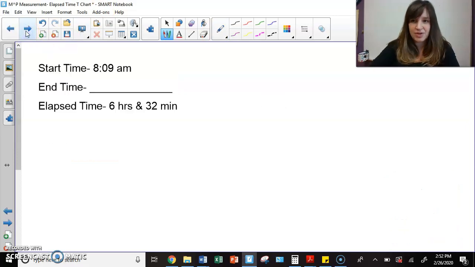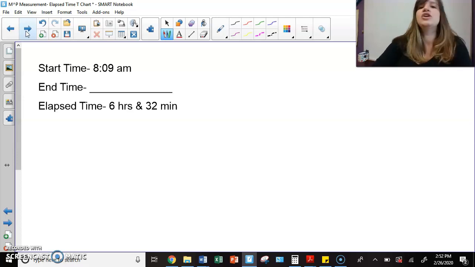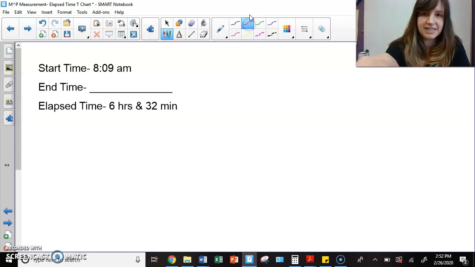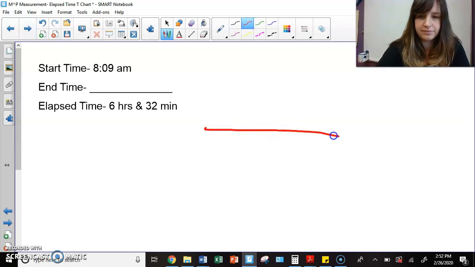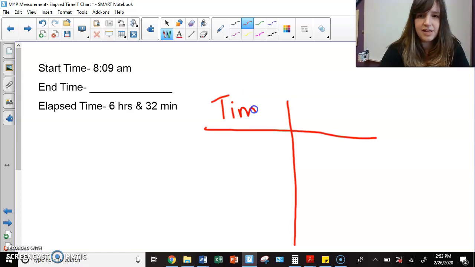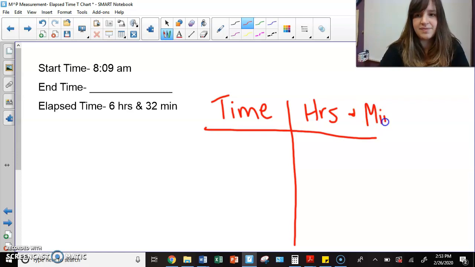So let's say we knew that the start time was 8:09, and the time that passed, the elapsed time, was 6 hours and 32 minutes, and we needed to figure out what time that event would end. So we're going to make a T-chart, like the letter T, okay? And on this side, I'm going to put time, and on this side, I'm going to put hours and minutes, okay?